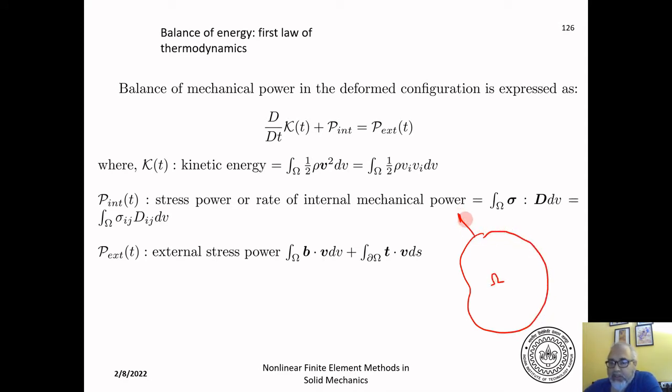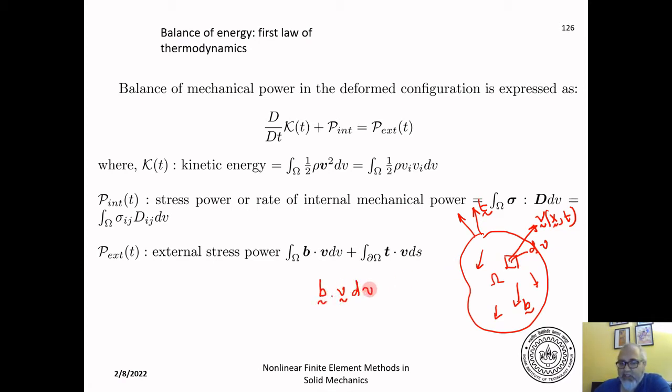It has tractions applied on the boundary, it has body forces, and consider a small volume dv, which has a velocity v of x. So the power expended in the small volume is b dot v. The power supplied in the small volume is b dot v integrated over the whole volume.